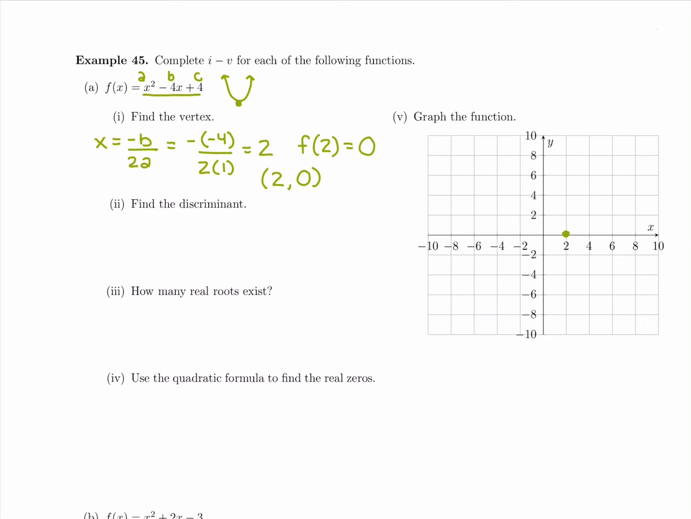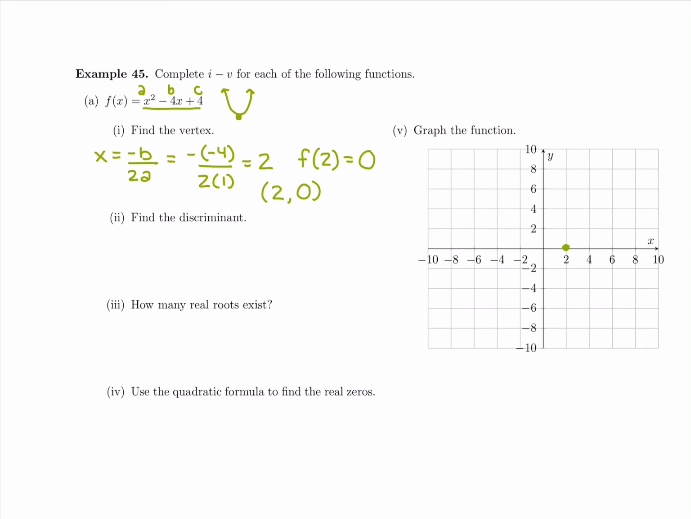The formula for the discriminant is b squared minus 4ac. For this one, it's going to be negative 4 squared minus 4 times a, which is 1, times c, which is 4. So I get 16 minus 16. I do get 0. If it's a 0 discriminant, there is one real root. We're touching the x-axis in one spot. And we're going to use the quadratic formula to find the real zeros.